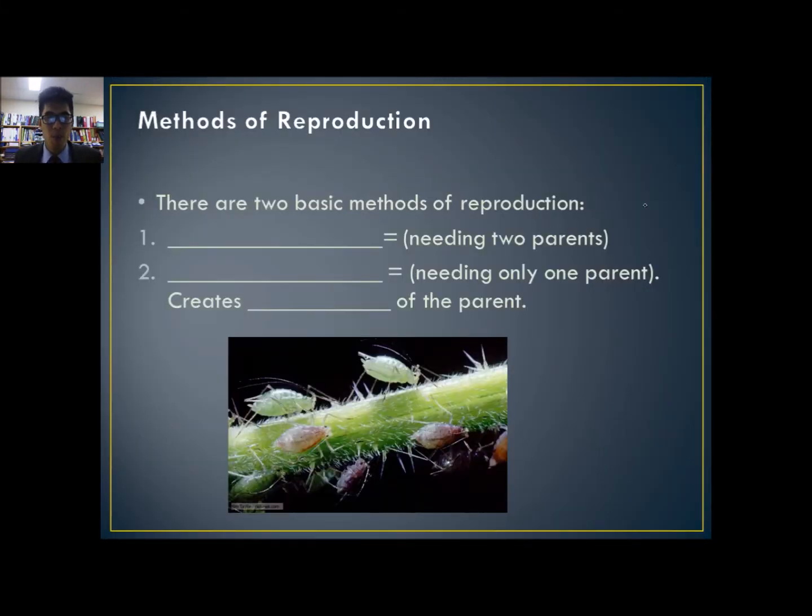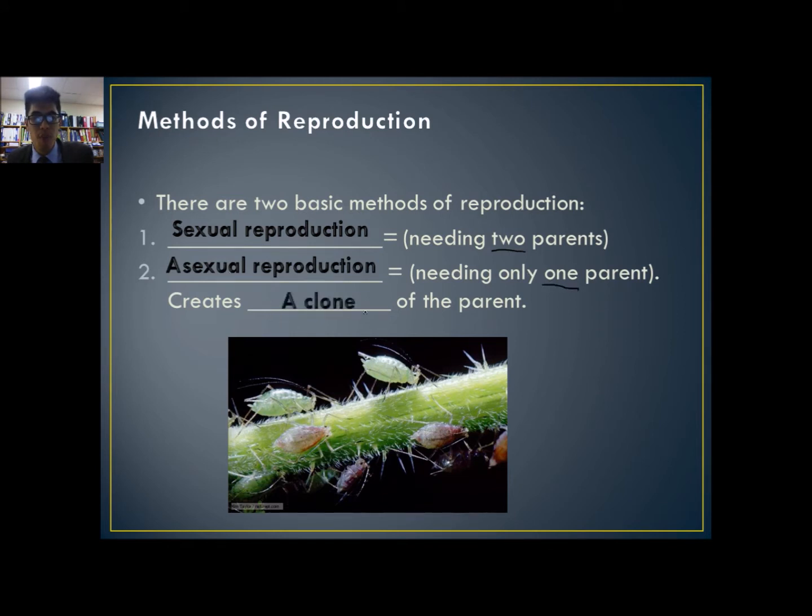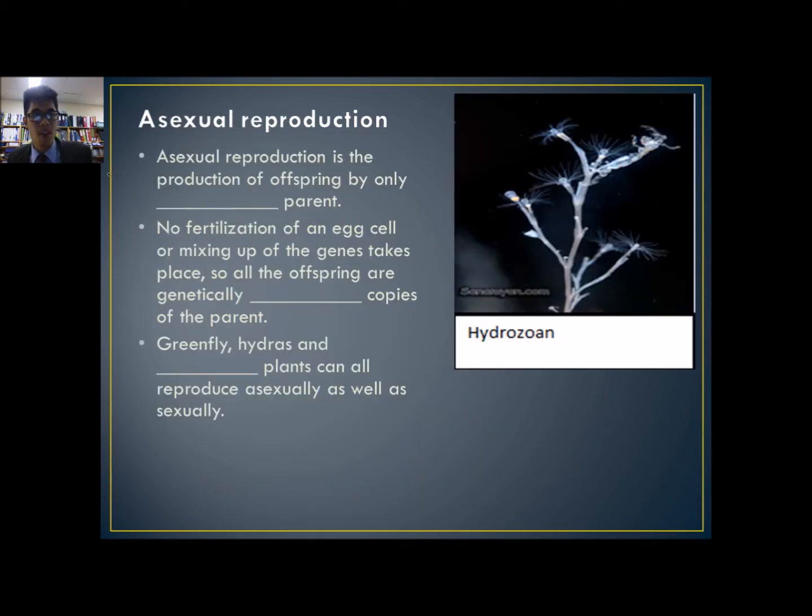Just to recap, we learnt about two basic methods of reproduction. The first one was sexual reproduction, where you need two parents. The second was asexual reproduction, and it only needs one parent, and it creates a clone of the parent. Now over here you've got aphids, and this one over here is genetically identical to this one over here. Okay, that's asexual reproduction. So asexual reproduction is the production of offspring by only one parent.